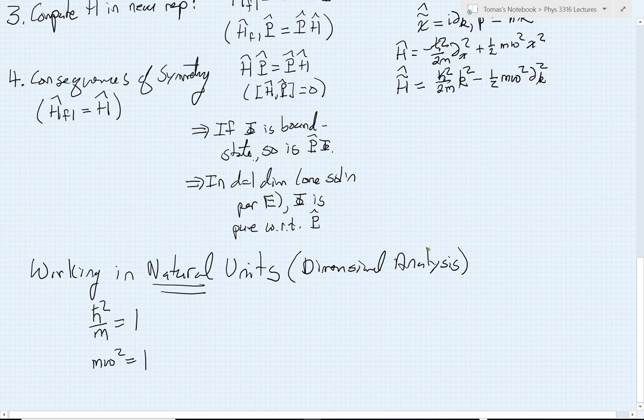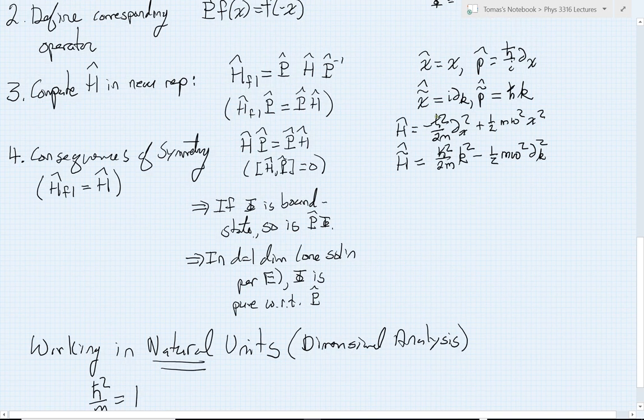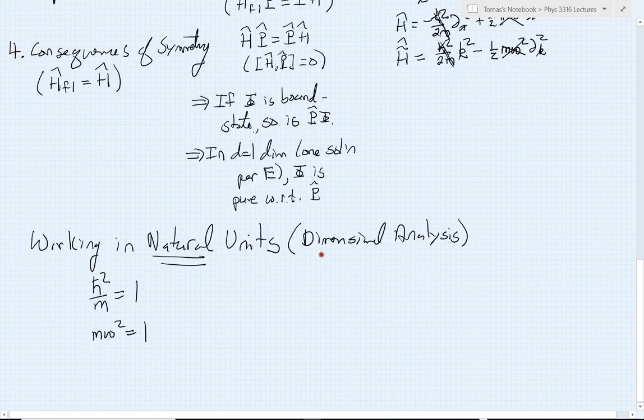Because if those were equal to 1, then when I cross them out here of my equation, right? Cross them out carefully. Then notice I just have 1/2 of 2 derivatives plus 1/2 of x squared. And the other Hamiltonian is 1/2 minus 1/2 again of 2 derivatives plus 1/2 of the variable squared. So these Hamiltonians would then be equivalent to each other.